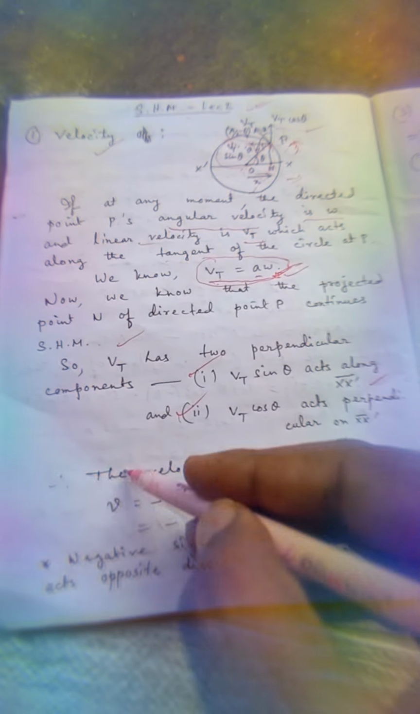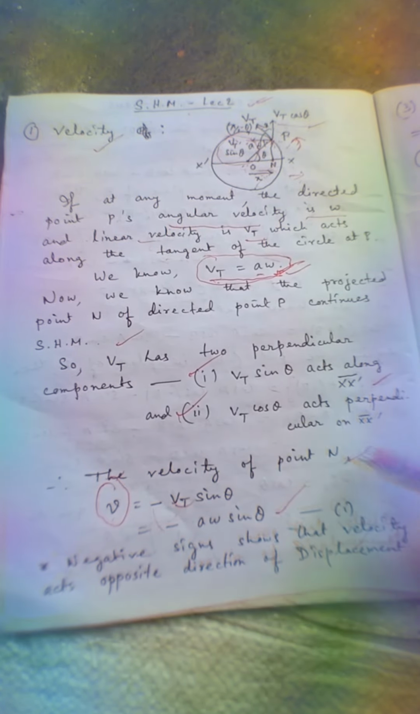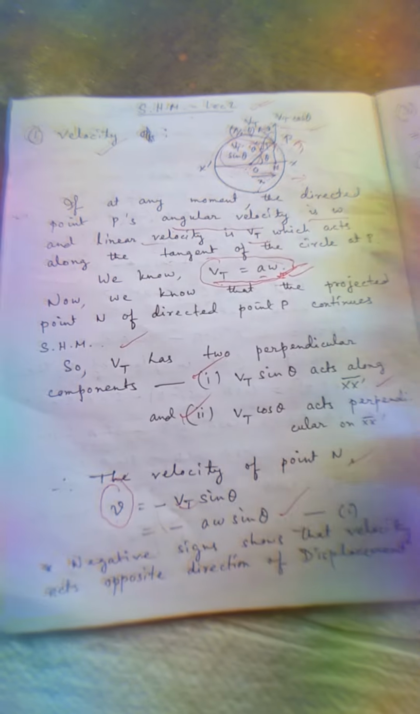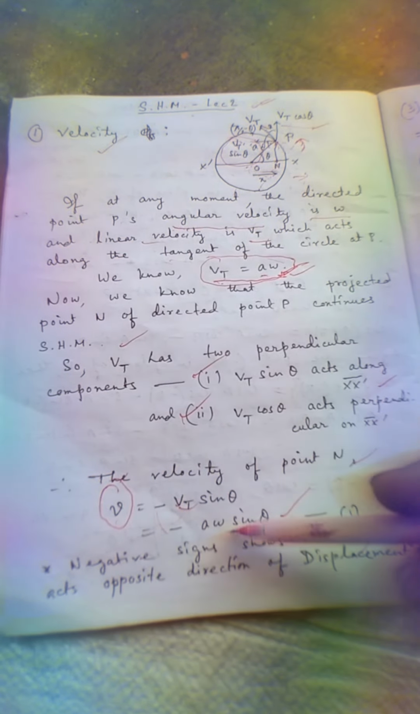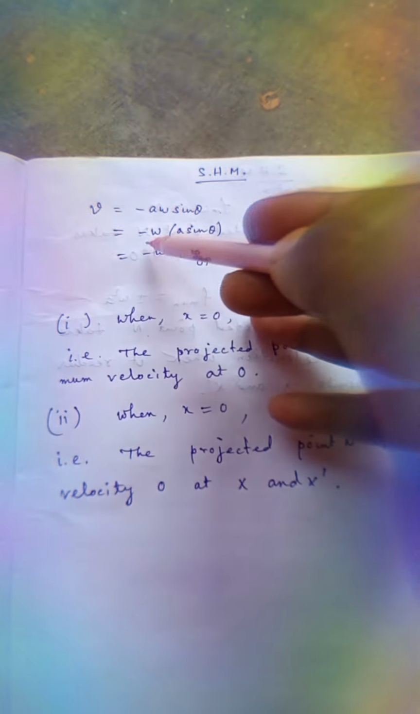Now this is the velocity of the particle which executes simple harmonic motion, for the point N. It is equal to minus a omega sin theta. Now we will consider where it will be maximum and minimum. If V is minus a omega sin theta, it can be written in this way, minus omega a sin theta.